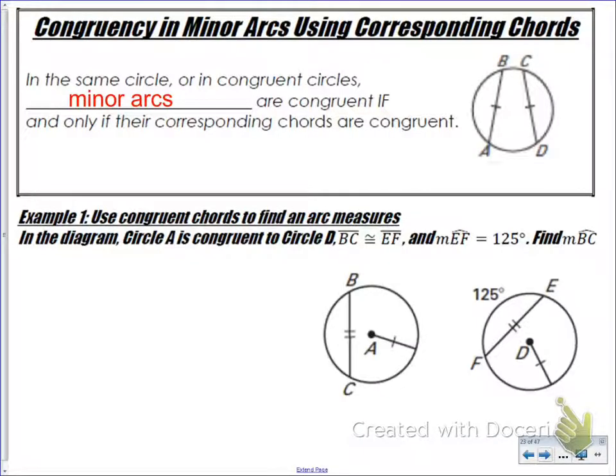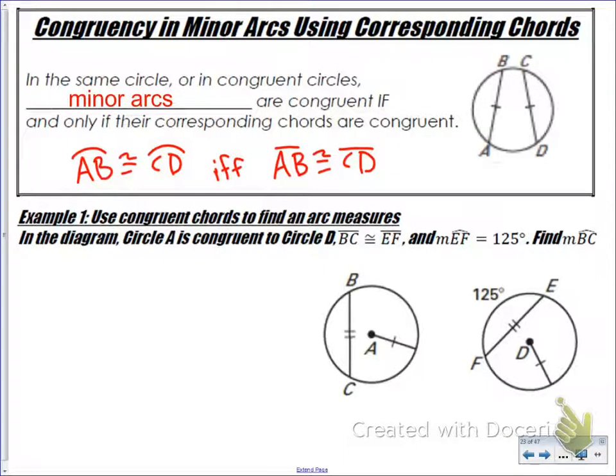Alright, start off with a theorem, talk about the congruency of minor arcs using corresponding chords. So in the same circle or in congruent circles, minor arcs are congruent if and only if their corresponding chords are congruent. So here's what we're saying. Arc AB is congruent to arc CD if and only if, this is an abbreviation for if and only if, segment AB is congruent to segment CD. The other part that needs to be true is we need to be on the same circle, which these are, or on congruent circles.